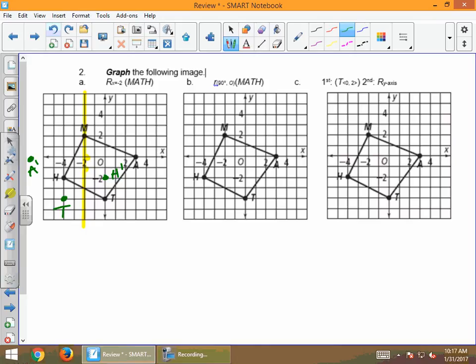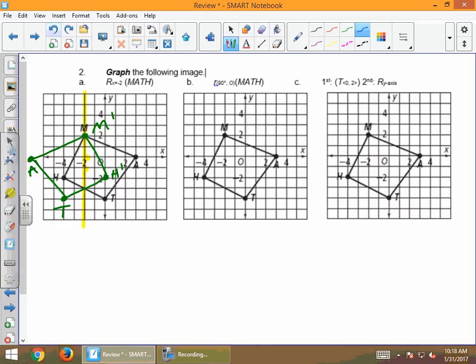How far is M away from that line of reflection? How far is M? Yes, right on. It's 0. So is M going to move at all? No. When that happens, you still need to relabel that point as M prime. And then you just connect. Just flipped it over that line. Questions over that one?